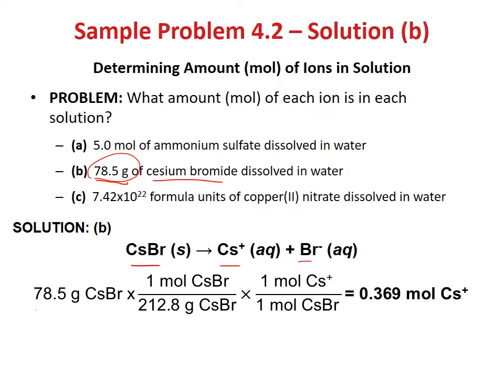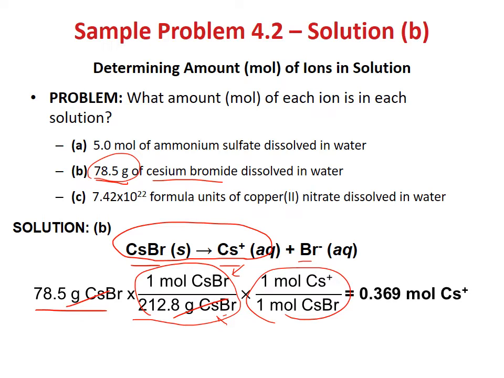So here is 78.5 grams, and we use molar mass as a conversion factor: 1 mole of cesium bromide is 212.8 grams of cesium bromide. So you cancel grams, you get moles of cesium bromide, and then you look at the stoichiometry: 1 mole of cesium bromide gives 1 mole of cesium cation. So moles of cesium bromide cancel, you get moles of cesium. So the answer is 0.369 moles of cesium cation.